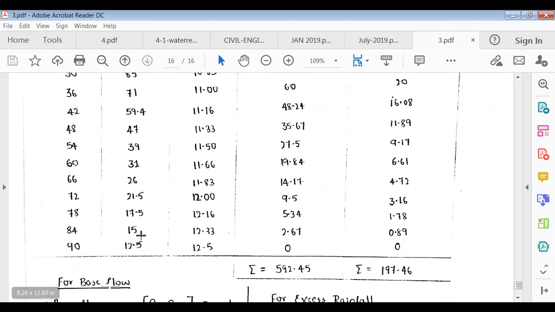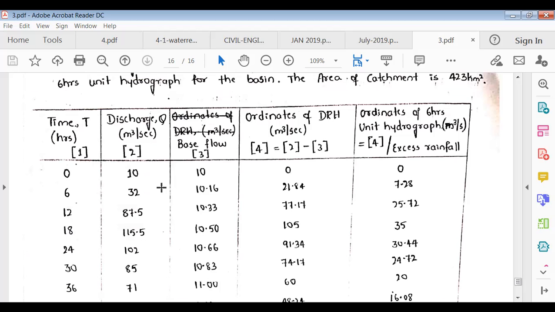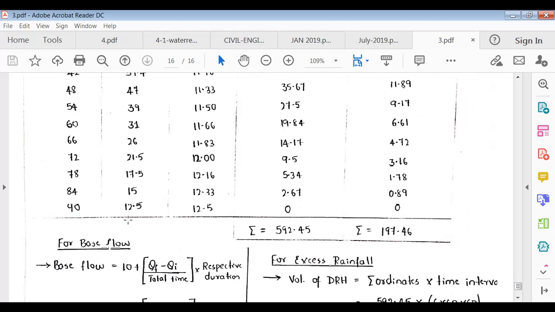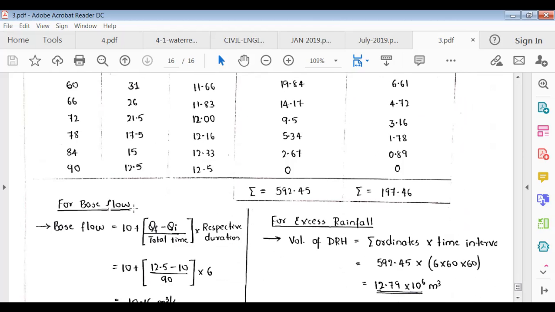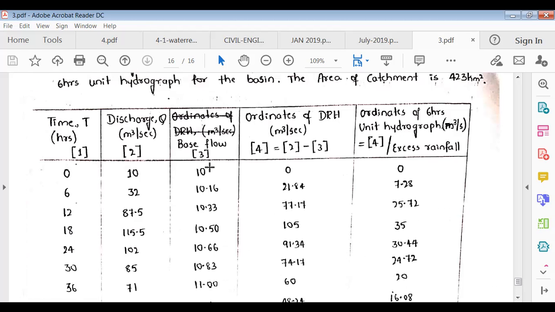Next, out of this discharge you have to separate the base flow, because base flow is nothing but the water which flows beneath the subsurface of the soil. That you have to always deduct from the discharge. So first let us take the first and last values. The first discharge value is 10 and the last discharge value is 12.5. So we need to calculate the base flow. The first term here is 10.